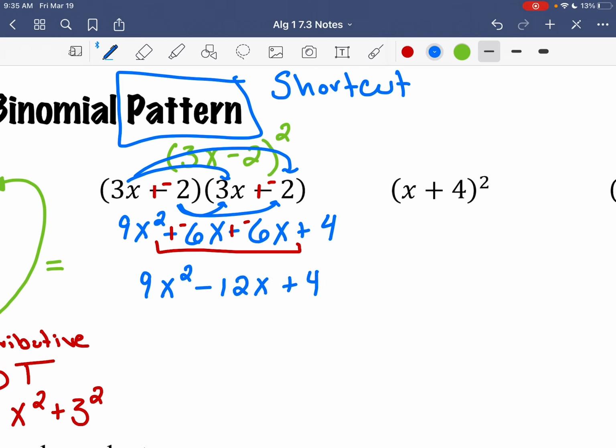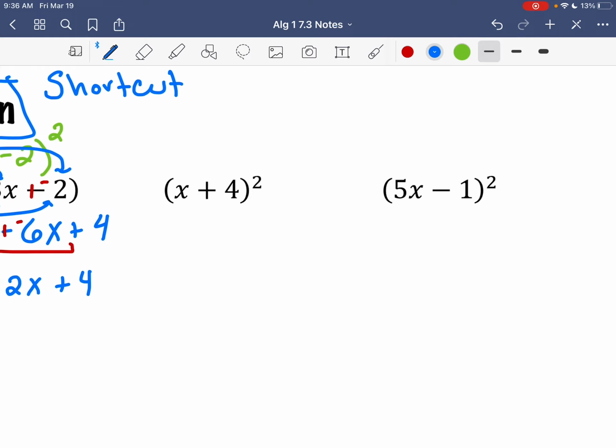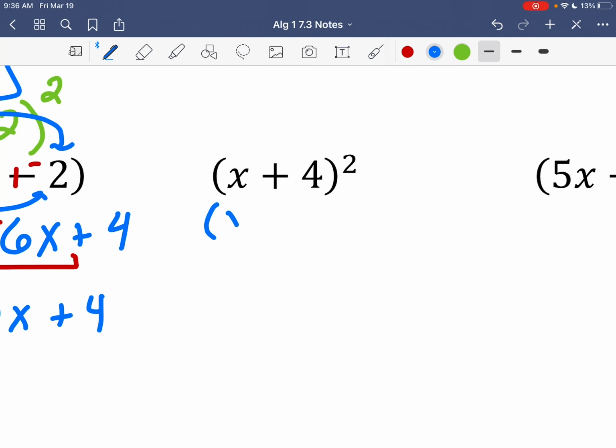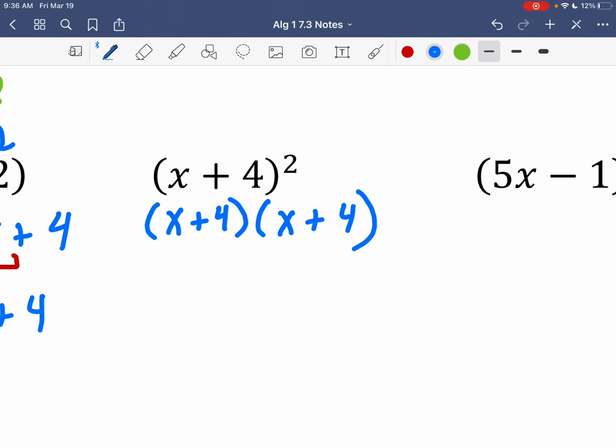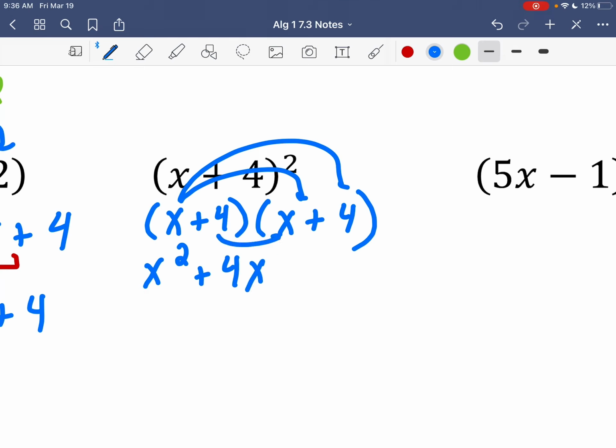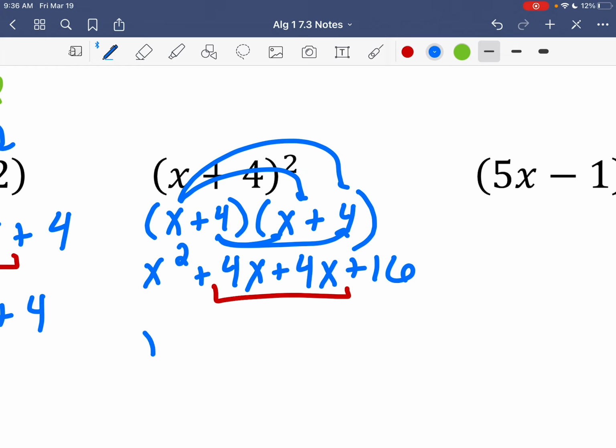All right, just multiply. Let's do another one. Here it's written as x plus 4 squared. So I will have to write that out twice: x plus 4 times x plus 4. And now multiply. X times x is x to the second, plus x times 4, 4x, plus 4 times x, 4x, plus 4 times 4, 16. Again, these two are the same, so I have two of them. So I have x squared plus 8x plus 16.